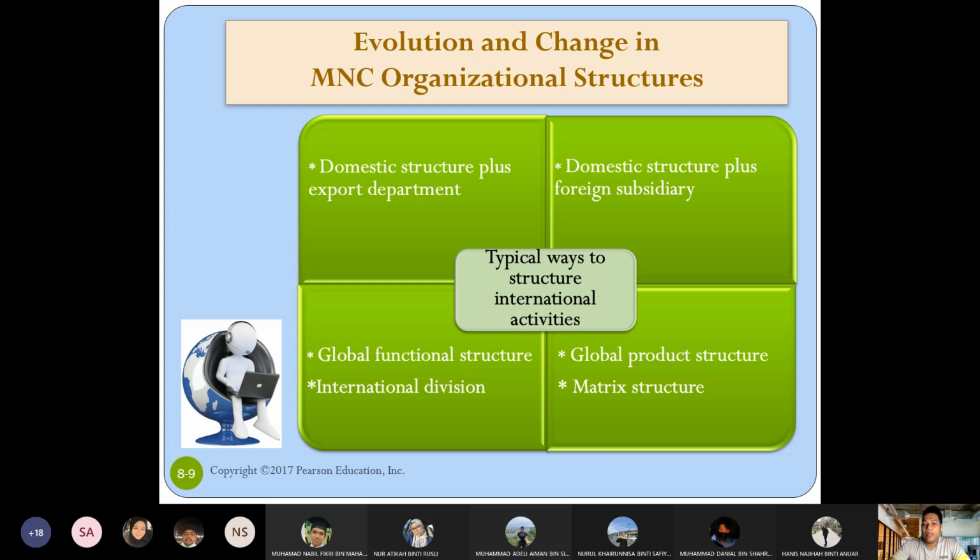And then the next one is the global functional structure. When you talk about the global functional structure, normally the best organizational structure we can use is the international division. So we must have divisions based on international, maybe country A, country B, country C, country D, and so on. And then domestic structure plus export department. This organization normally has a domestic structure, and at the same time they export their product or service to the international level. So of course they must have an export department to manage the international level. These are the typical ways to structure international activities. If you work with an organization that has a foreign subsidiary, export department, international division and matrix structure, normally you must have your own international organizational structure.